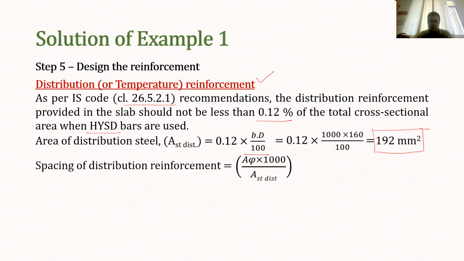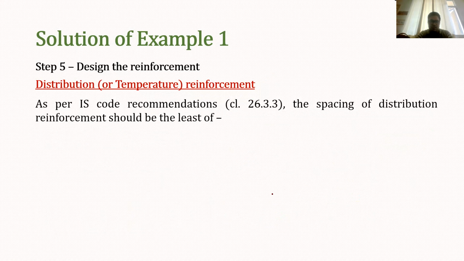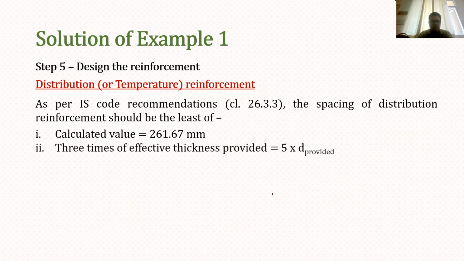Now here again we will calculate the spacing. Spacing is the area of cross section of one bar, which is pi d square by 4, where d here is 8 mm dia, and 1000 is the unit strip, and 192 is the area of steel for the distribution bar. Solving this, we get the spacing of distribution bar as 261.67 mm. Here again, we have to check whether this spacing is as per IS code recommendation or not. So again we will refer to this clause and check the IS code recommendation for the spacing of the distribution bar. First is 261, which is the calculated value. Second one is, sorry, this will be 5 times.